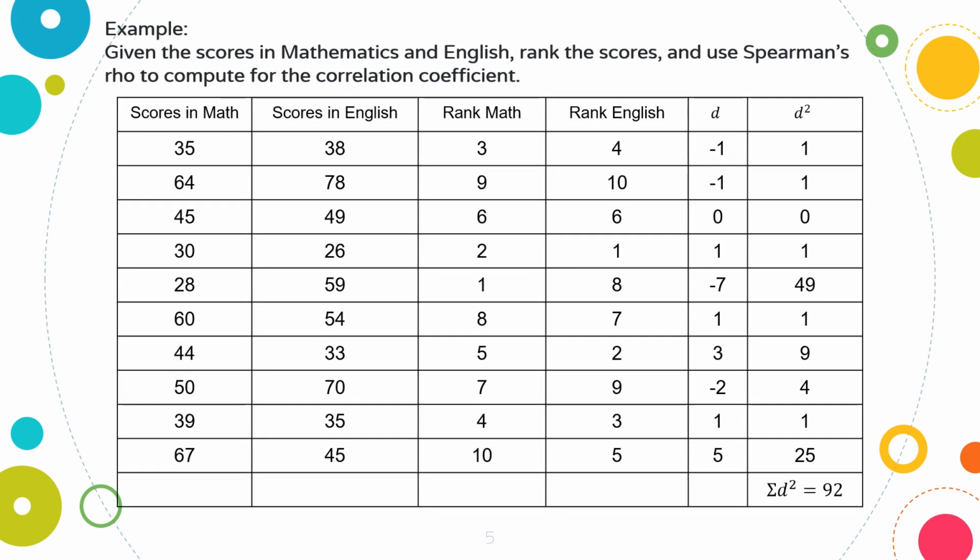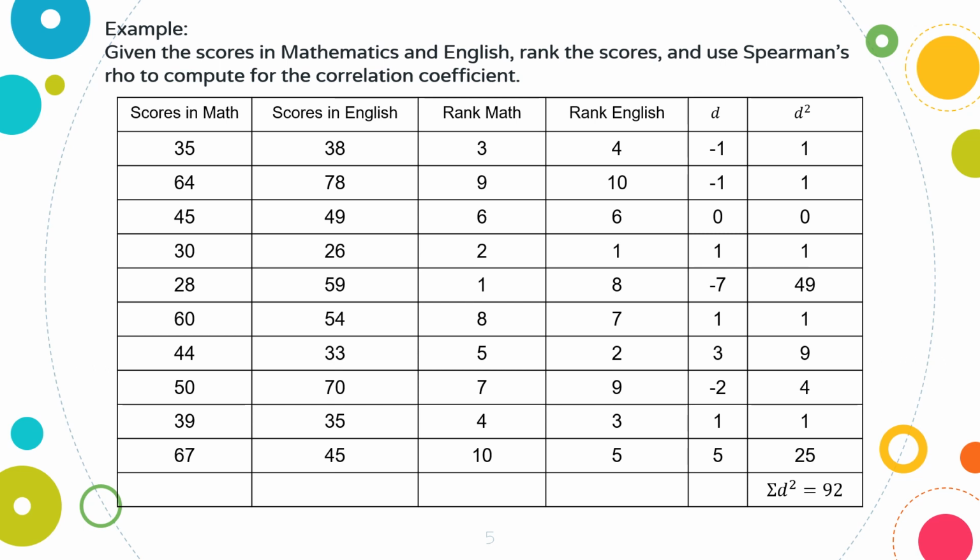An example. Given these scores in mathematics and English, rank the scores and use Spearman's rho to compute the correlation coefficient. As flashed on the screen, I already ranked the scores. Tapos kinuha ko na rin yung difference. So let me explain this table.